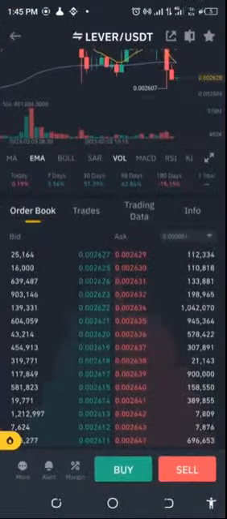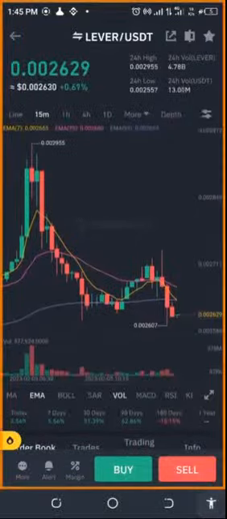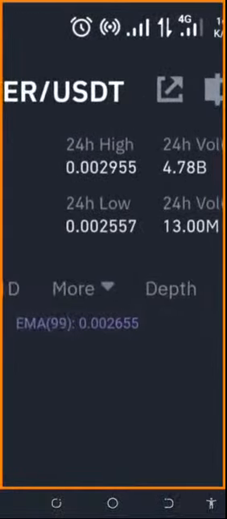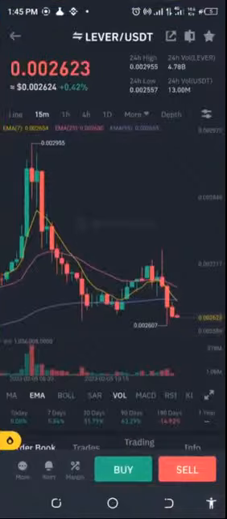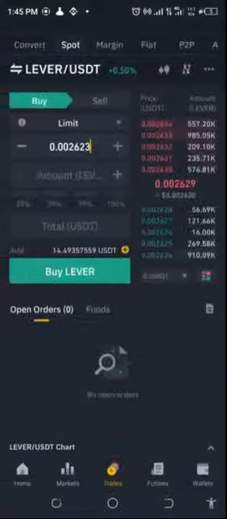All right. And as you can see, if you check on the all-time high and all-time low, you would see that the 24-hour high is 0.002955, while the low is 0.002557. So we're going to choose something in between. We're going to actually buy this coin by limit, but we're going to put our own price. We're going to put it slightly lower than what we have here. Currently this is a market price, but we're going to buy by limit.